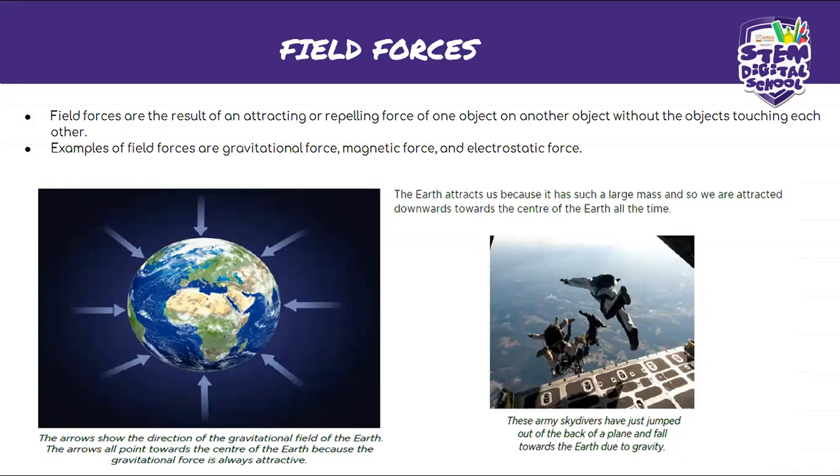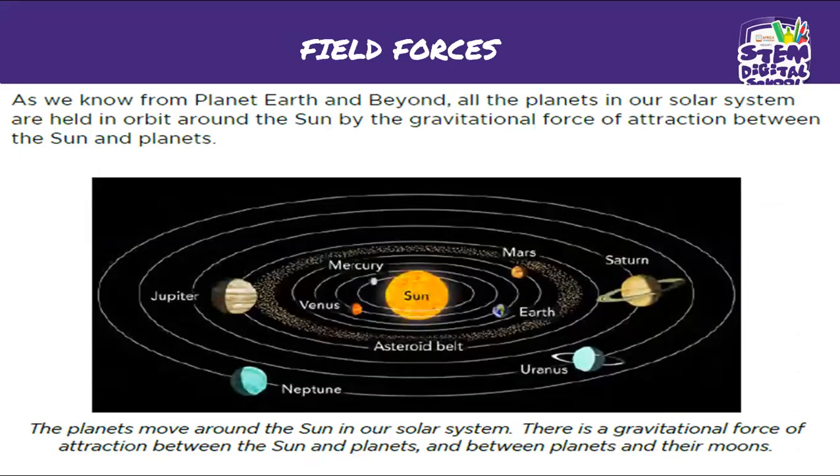Now let's look at this. The Earth attracts us because it has such a large mass. We are attracted downwards towards the center of the Earth all the time. So look at these skydivers, these army skydivers who have just jumped out of the back of a plane and fall towards the Earth due to gravity. Okay.